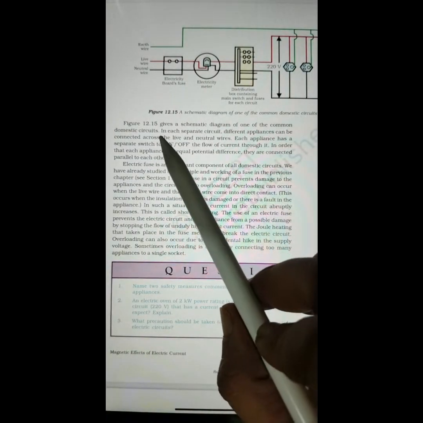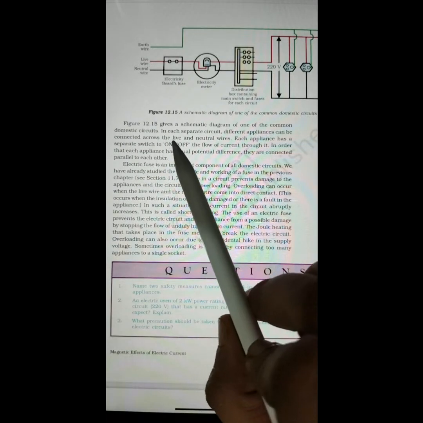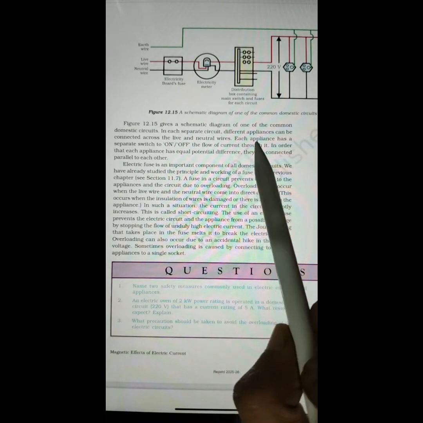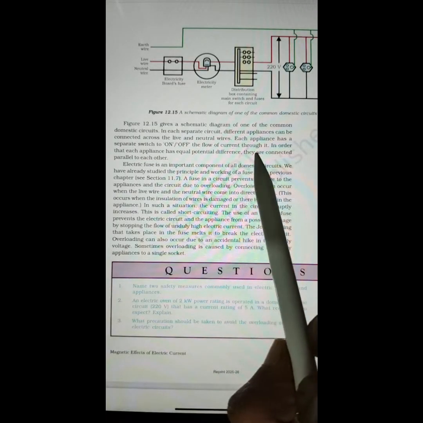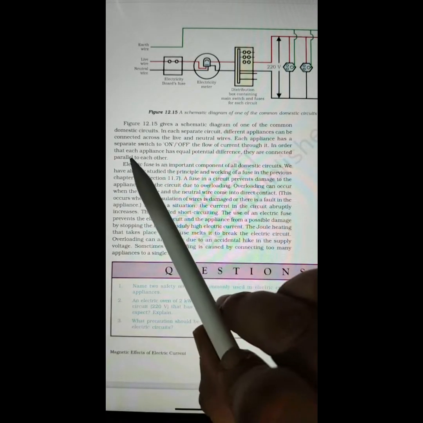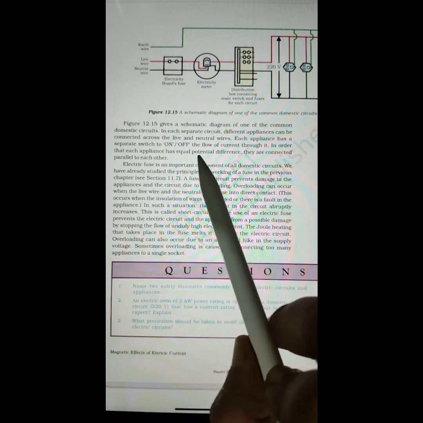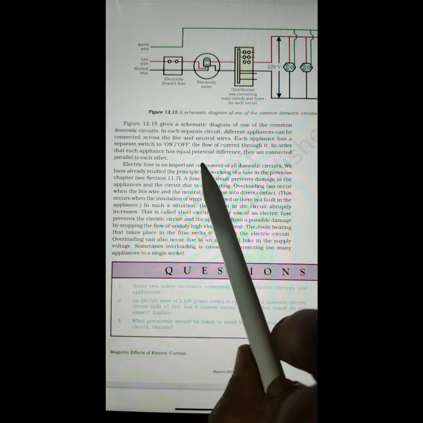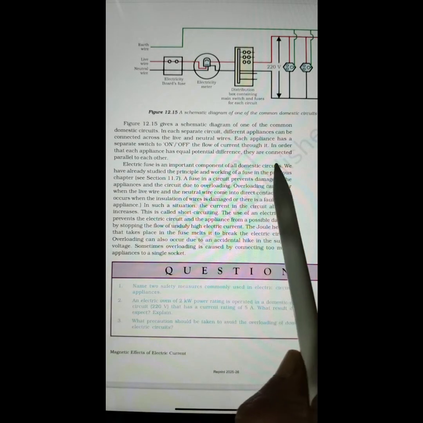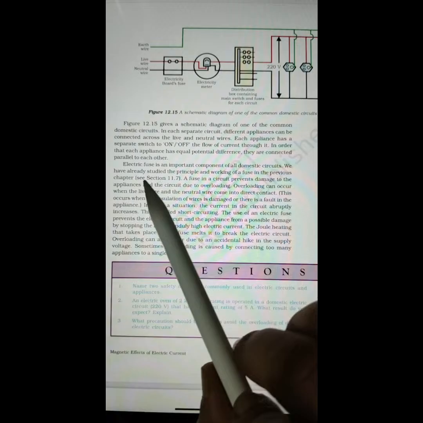Figure 12.15 gives a schematic diagram of one of the common domestic circuits. In each separate circuit, different appliances can be connected across the live and neutral wires. Each appliance has a separate switch to turn on or off the flow of current through it. In order that each appliance has equal potential difference, they are connected parallel to each other.